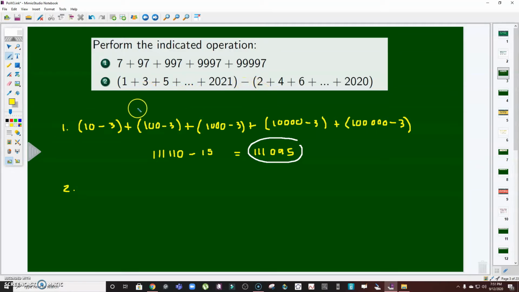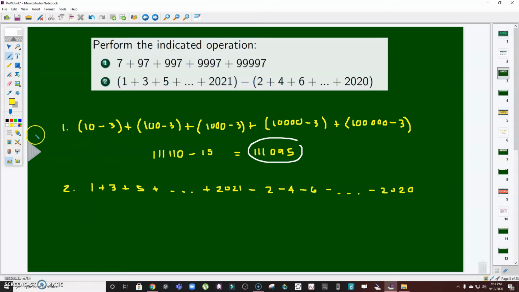So, okay, let me rewrite this first set of numbers. That is 1 plus 3 plus 5, okay, plus and so on, plus 2021. Alright, minus, since these numbers are preceded by a negative sign, that will be negative, okay, 2 minus 4 minus 6, okay, minus and so on, minus 2020.